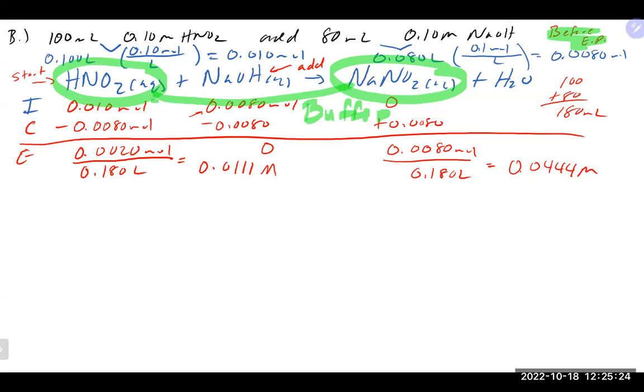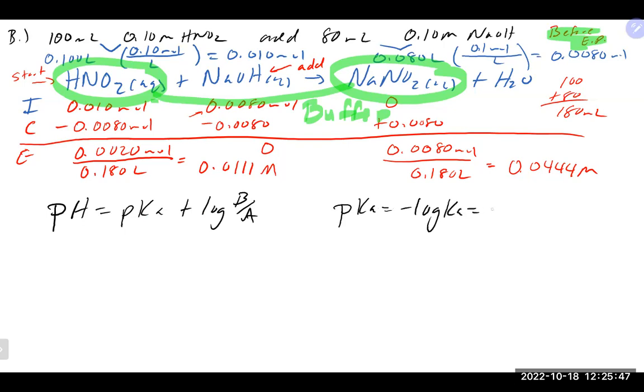So because this is a buffer, we can do one of two things at this point. We could do another ice table, which I don't know if you really want to do that. Probably the safer move is to go right into our Henderson-Hasselbalch equation here. We do need to calculate the pKa value. So that would be our pKa is equal to minus the log of the Ka value, which would be minus the log in this case of 4.5 times 10 to the minus 4. So minus log 4.5 to the minus 4 gets us 3.35, looks like.